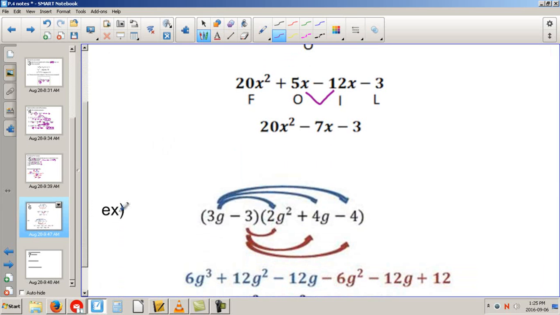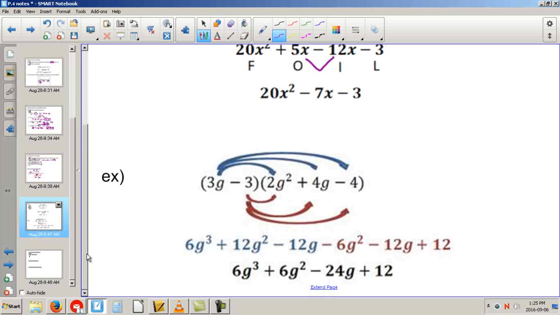Down here, we have a binomial times a trinomial, which means we should get 2 times 3, so 6 terms. So 3g times each of these gives us the first 3 in blue, and then negative 3 times each of these gives us the next 3 in red. And even though I started with 6 terms here, by combining my like terms, I ended up with just 4 terms. Okay, so be careful with that.